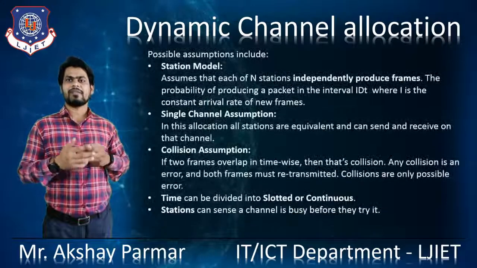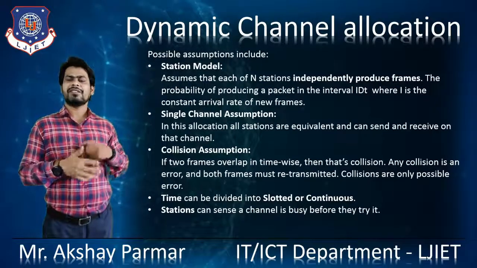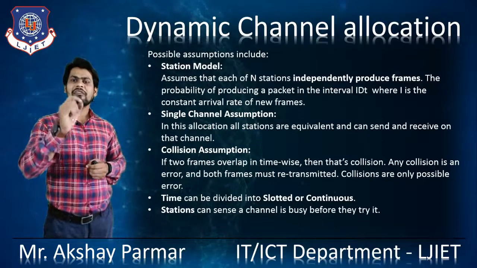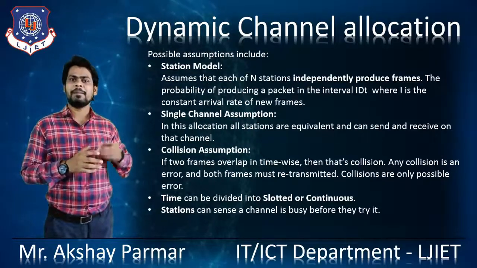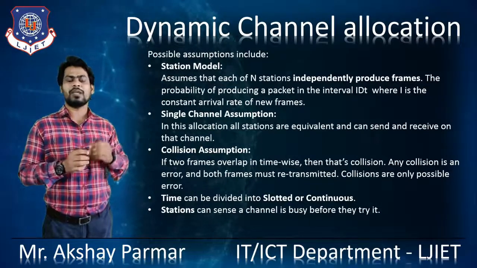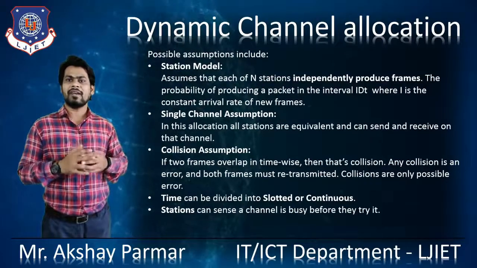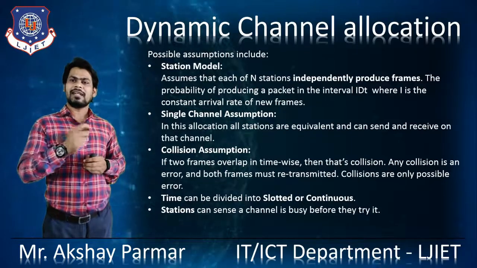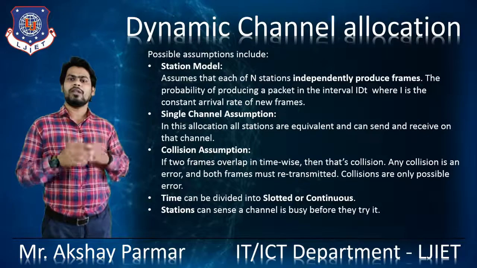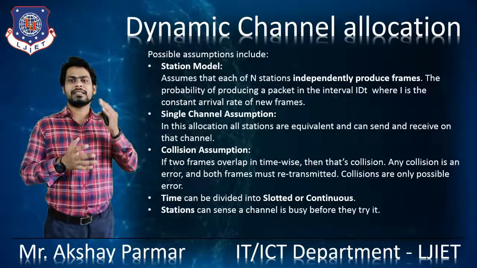After that, there are some possible assumptions, including the station model. In the station model, which kind of assumption do we need to make? Assume that each of the n stations independently produces frames. The probability of producing a packet in the interval dt is λdt, where λ is the constant arrival rate of new frames. Single channel assumption: in this allocation, all the stations are equivalent and can send and receive on the channel.